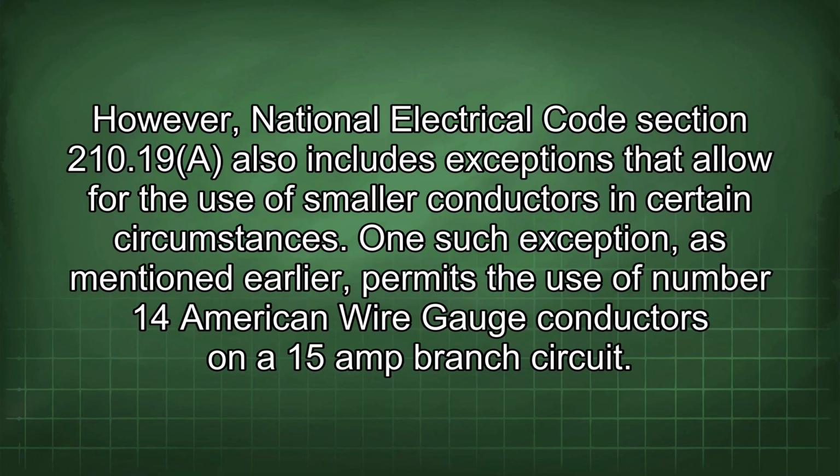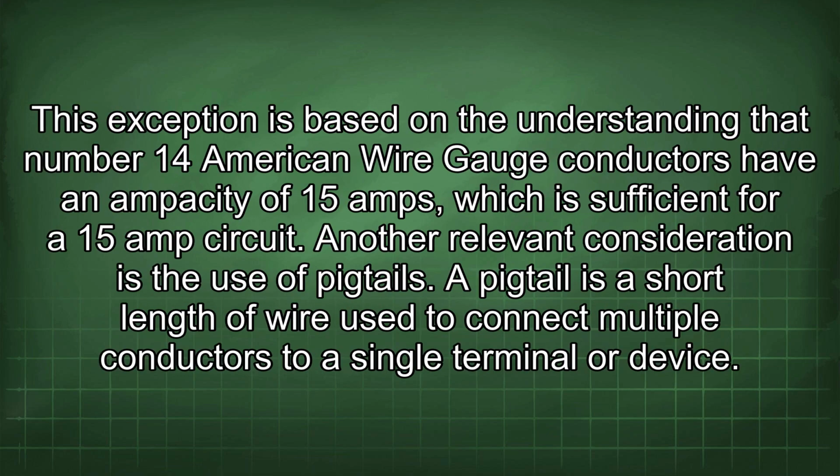However, National Electrical Code Section 210.19 also includes exceptions that allow for the use of smaller conductors in certain circumstances. One such exception, as mentioned earlier, permits the use of number 14 American wire gauge conductors on a 15 amp branch circuit. This exception is based on the understanding that number 14 American wire gauge conductors have an ampacity of 15 amps, which is sufficient for a 15 amp circuit.